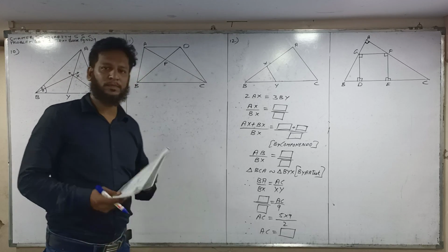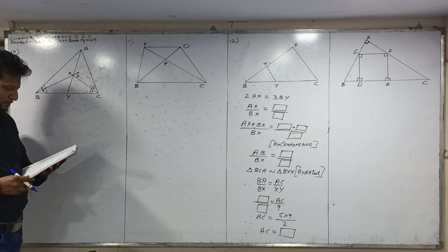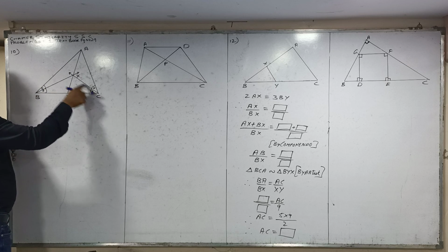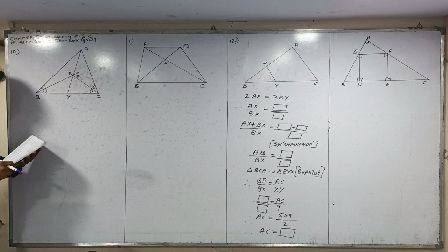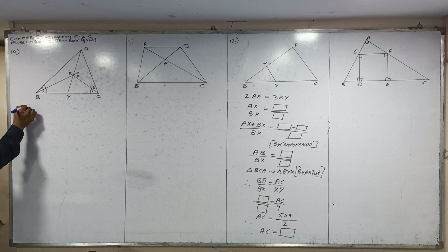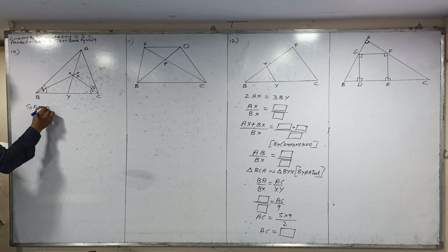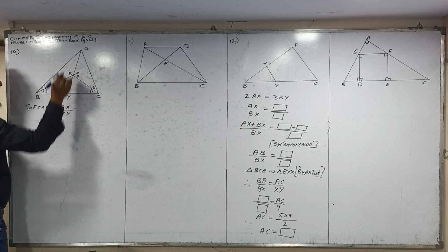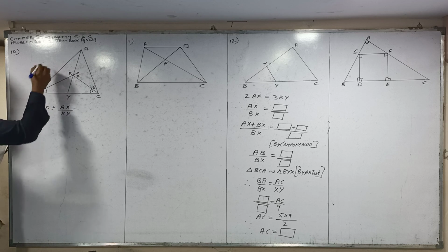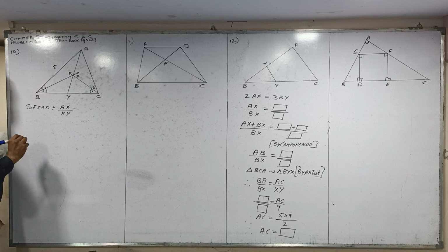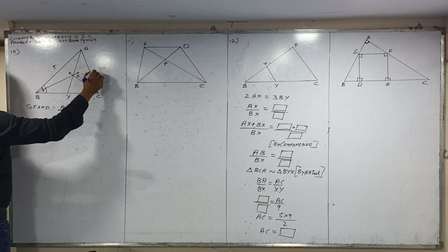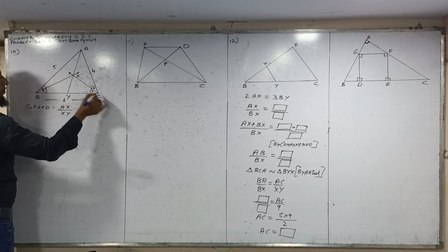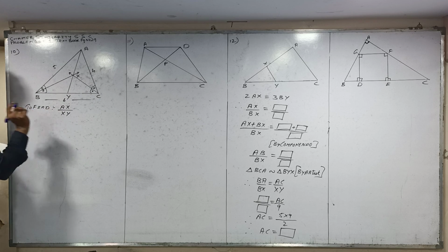Now question number 10. A diagram is given for question number 10. Triangle ABC, BX is the bisector of angle ABC and CY is the bisector of angle ACB. What you have to find is AX upon XY, the proportion of AX upon XY. What is given? AB is 5, AC is 4, and the full BC is 6. You have to find this.